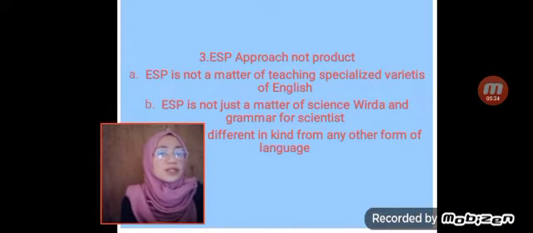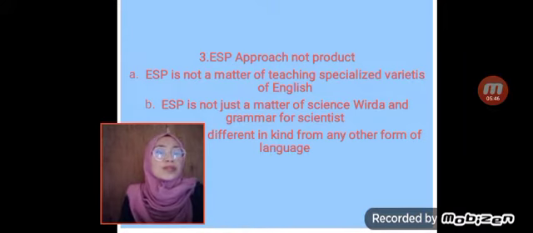The third is ESP is not different in kind from any other form of language. It is based on the principle of effective and efficient learning. Even though the content of the learning is different, the process of learning should not be any different for the ESP learner than for the general English learner.